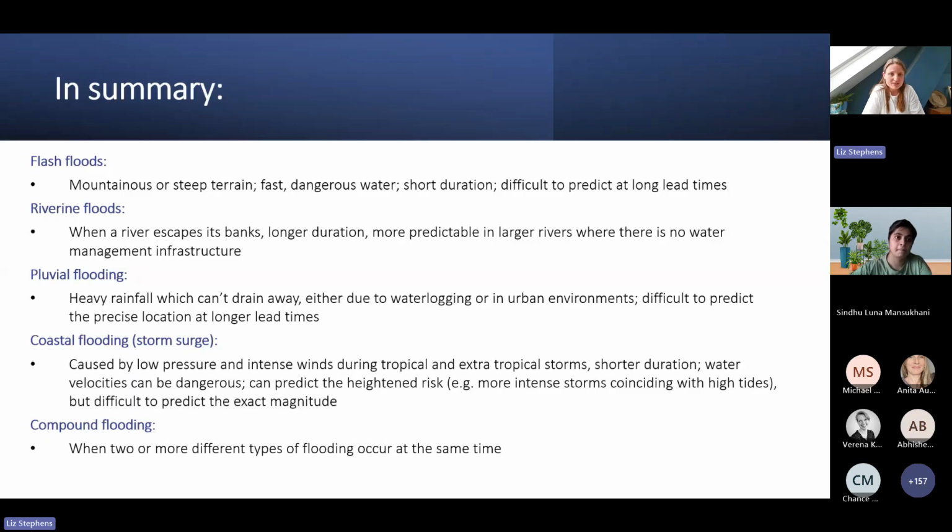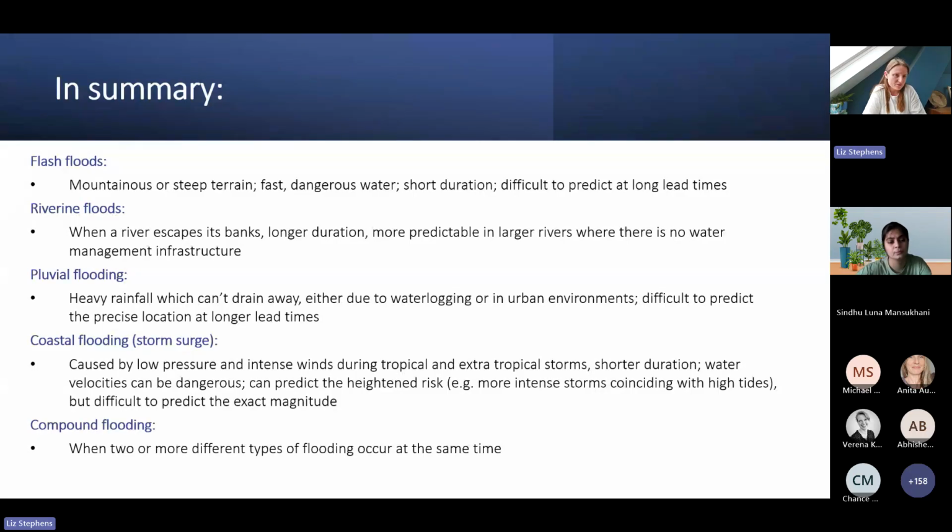Whereas riverine floods occur when a river escapes its banks. It tends to be a longer duration. It's more predictable in larger rivers, especially those where there's no water management infrastructure. Pluvial flooding is when heavy rainfall can't drain away. So it might be due to waterlogging or in urban environments where there's an impermeable land surface. It's very difficult to predict the precise location it's going to occur at longer lead times.